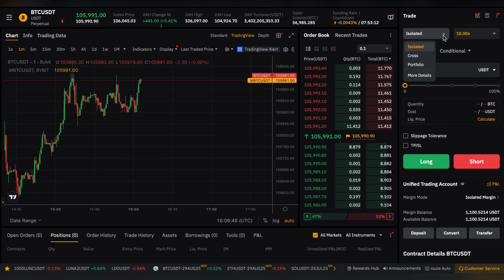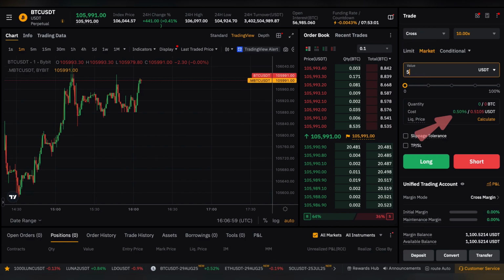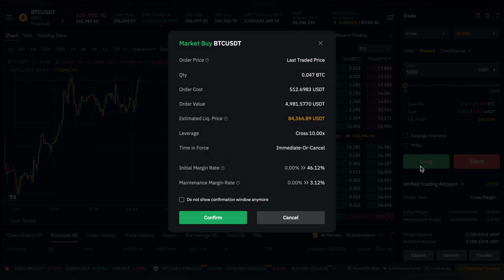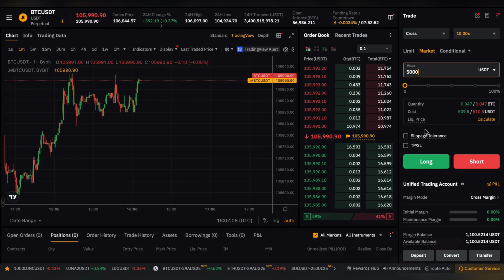Now let's do the exact same trade, but this time using cross margin. Again, $500 long position with 10x leverage on Bitcoin, around the same entry price, cross margin. Check again, leverage cross 10x, order value almost $5,000, order cost $512. But now the liquidation price is much lower, $84,366. And if Bitcoin drops to that level, I won't just lose the $500, I'll lose all $1,100 I have in my futures account, since cross margin uses the entire balance as a collateral. I think everything is clear here.